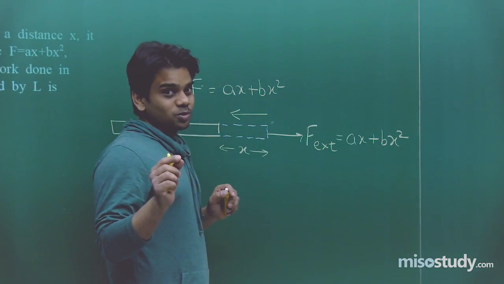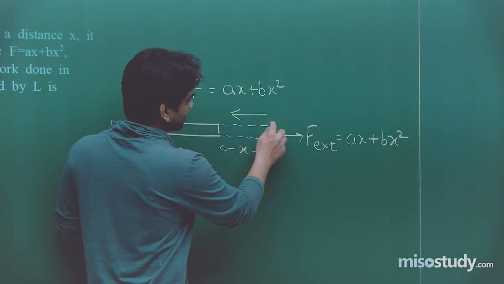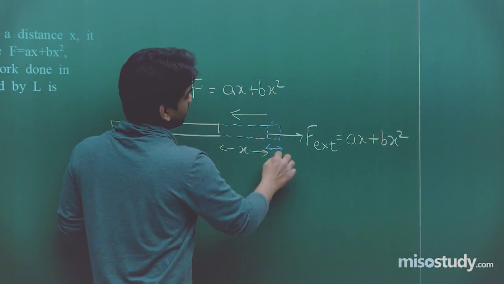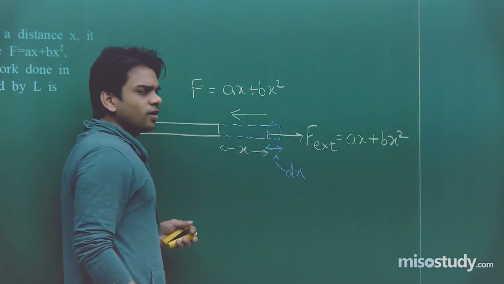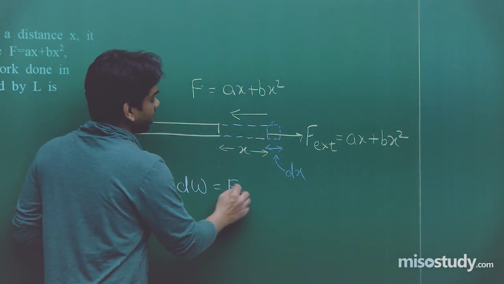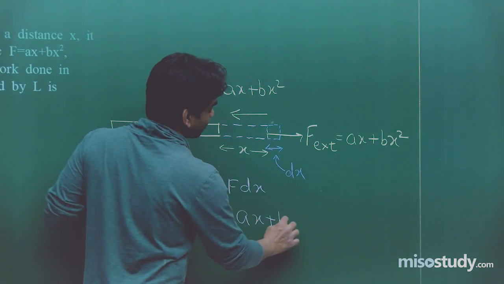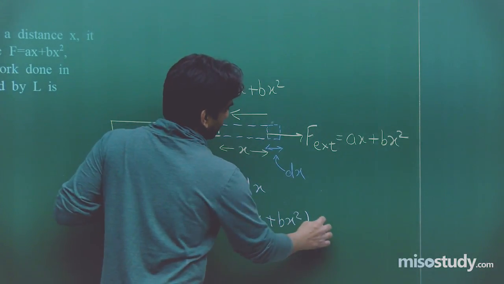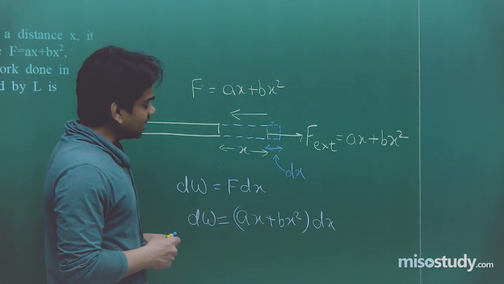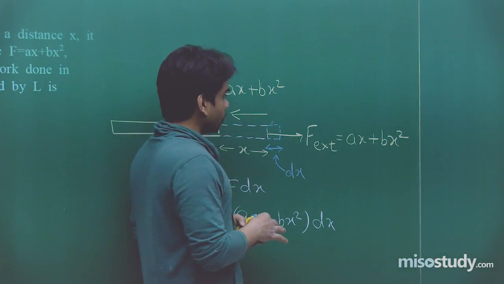Again, I believe that you must be remembering the concept of potential energy. So if we stretch it through a very small length dx, the small work done dw by this external force will be F dx, and that will be equal to ax plus bx square dx. Now what about the total work done? For the total work done, we need to integrate both sides. So for the total work done, I am doing the equations here.